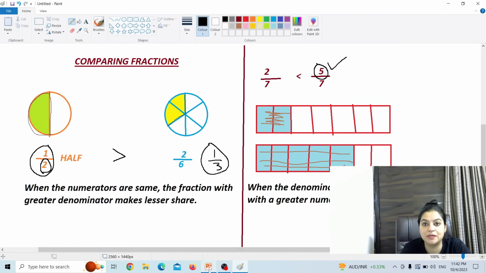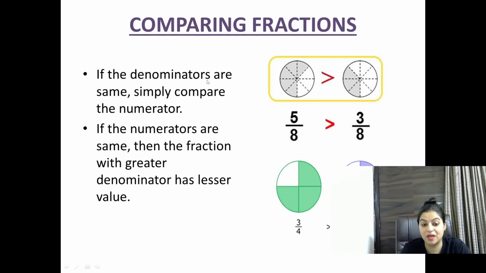I'll show it to you in the PPT as well. If the denominators are same, simply compare the numerators. ये देखो, 5 out of 8 and 3 out of 8. 5 out of 8 will be greater because 5 parts are greater than 3 parts. Okay, in this the denominators are same. But if the numerators are same, then you have to see the denominator. The lesser denominator will make the greater fraction and vice versa. The fraction with greater denominator will make lesser share. Alright, children. So I hope this topic was clear to you, fractions.